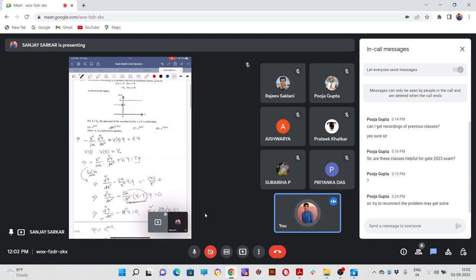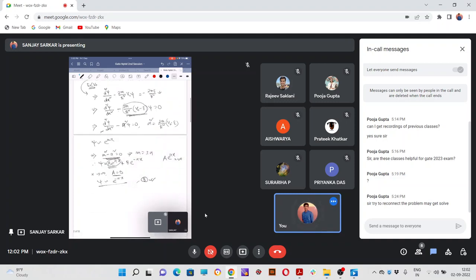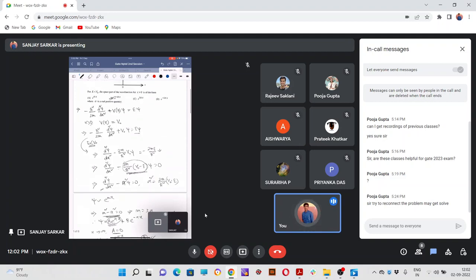So this type of question is asked in GATE, and it is very easy to solve. You just need to solve the Schrodinger equation.